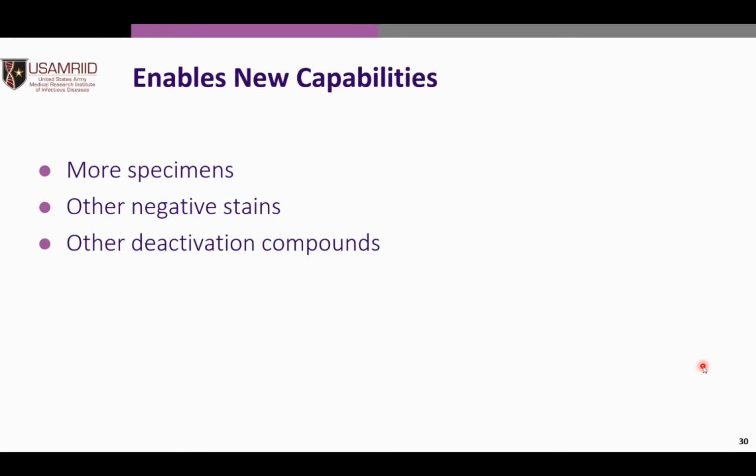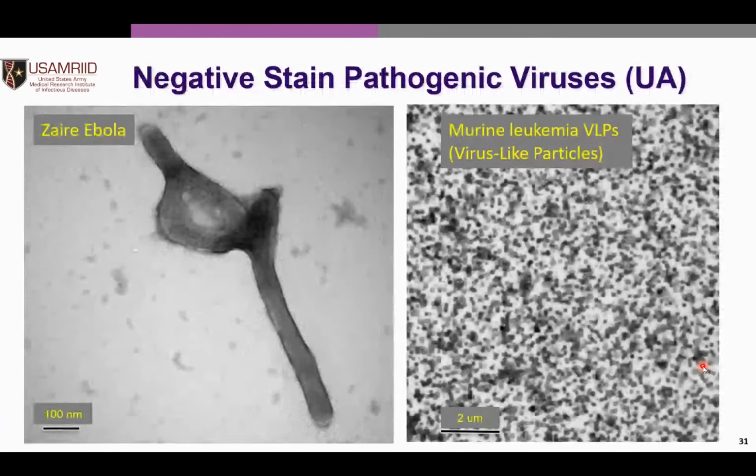So within USAMRIID, it's just really made collaboration a lot easier. We get access to more specimens, and more people are able to rope the EM lab into their projects. It gives you the potential to try some different staining techniques and different deactivation compounds, or we can use different deactivation methods, as I talked about. We can do the 2% glutaraldehyde or the 1% osmium tetroxide method.